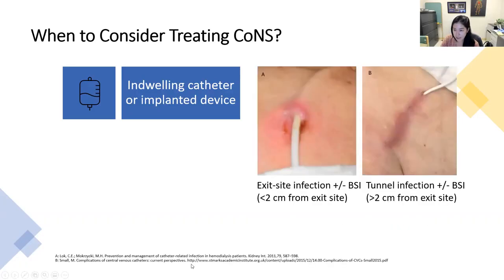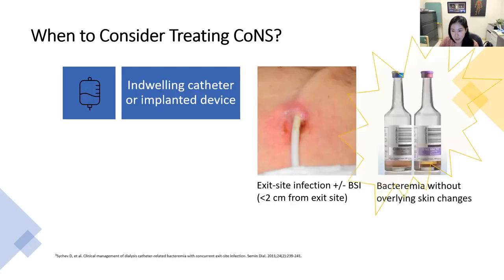I'm going to take a tangent here, but I think often when we envision a line infection, we think of one of these 2 images here, where here on the left, there's erythema and a little bit of purulence at the exit site, or here on the right, there's erythema extending 2 centimeters beyond the exit site. So this would be like a tunnel infection. But actually the most common presentation of a line infection when they've looked at this retrospectively is just bacteremia, plain and simple, without any overlying skin changes.